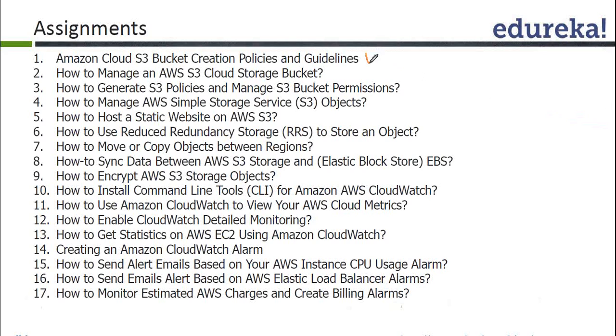We did the CloudWatch S3 bucket creations. We create the S3 buckets. We give the bucket permissions. Sorry, we did not do the first part, but that's a manual you need to read. You will get this. We uploaded objects. We hosted a static website. We did the RRS. We moved the objects between the regions. This part you can do manually. You can encrypt the objects. I showed you the command line tool, you need to do it manually.